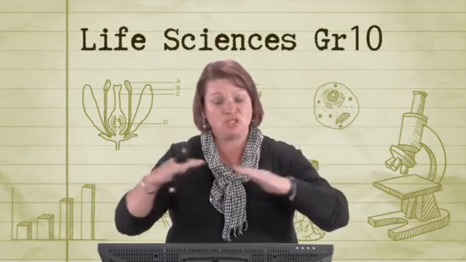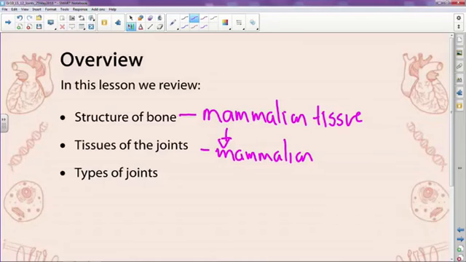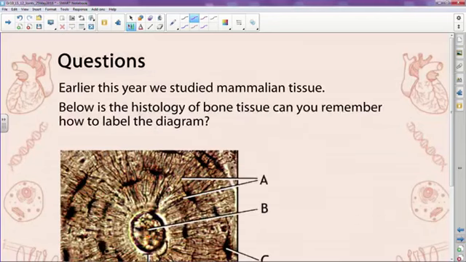So we looked at mammalian tissues earlier on. We started off with the cell. Then we looked at how we combine cells together to form tissues. And now we are looking at putting all of those different tissues together to form different organs, and those organs fit into a different system, which makes an organism. So when we look at things, you need to understand that we are going up different levels. And then the new work, which we're going to look at today, we're going to see that there are different types of joints.